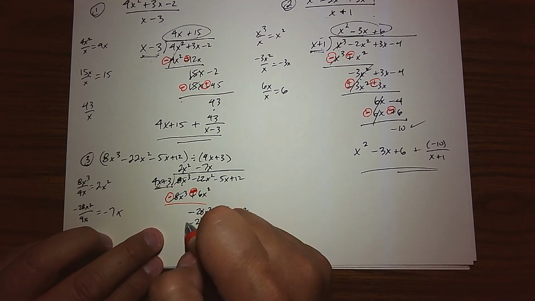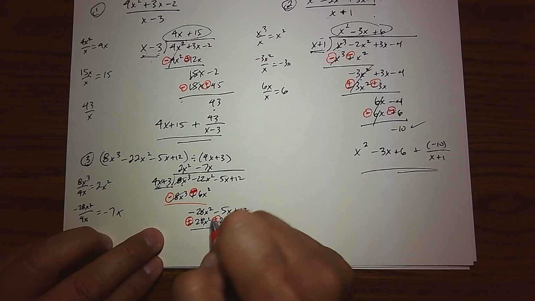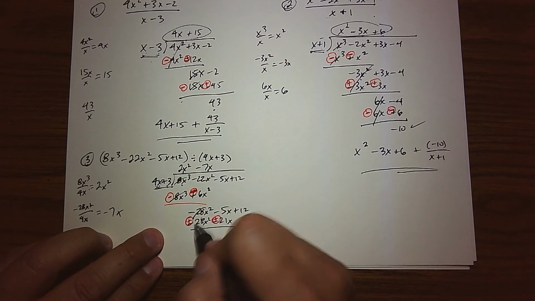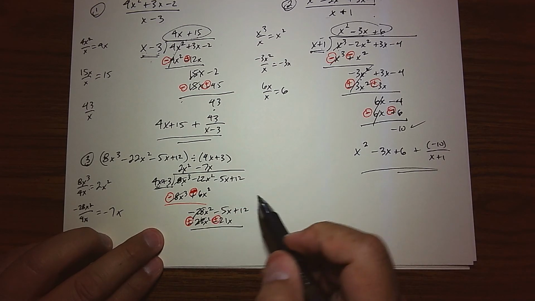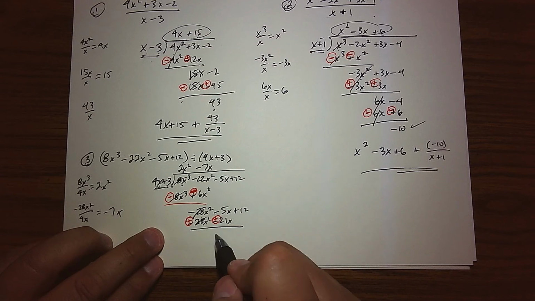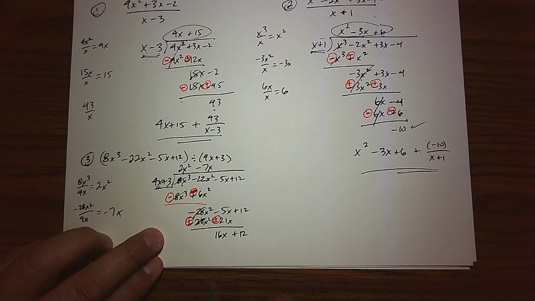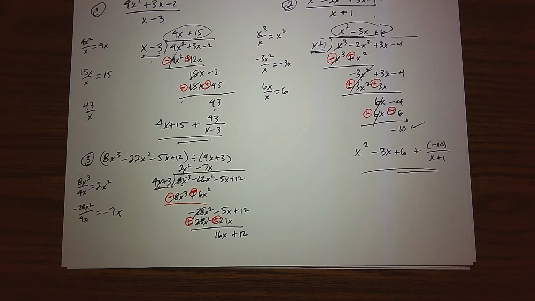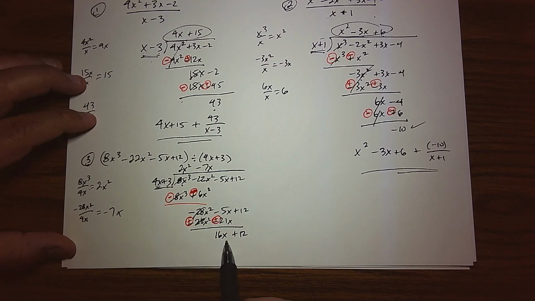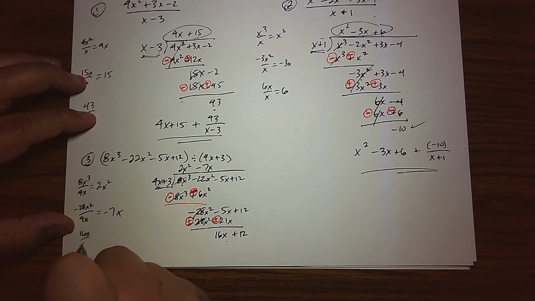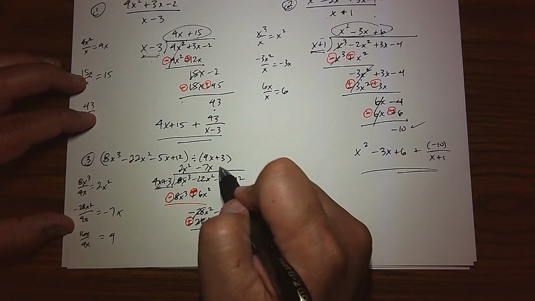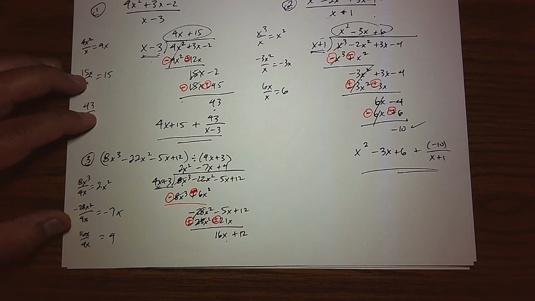We're changing the signs because we're subtracting, and those cancel out. Negative 5x plus 21x results in a 16x, and then plus 12. And we play the game again. So how many times does 4x go into 16x? Well, the x's divide out. 16 divided by 4 is 4. So we get a plus 4.